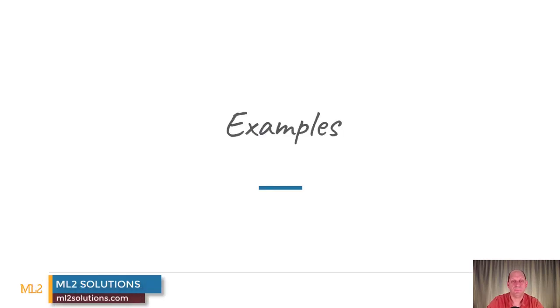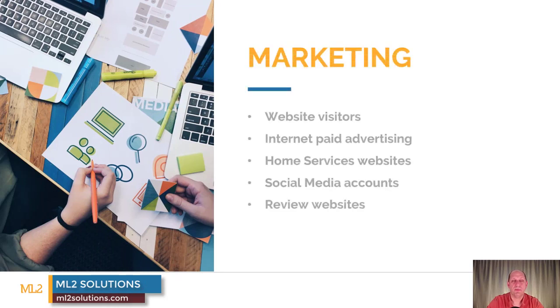So let's look at some examples. First example of places where you can look for conversion rates are in marketing. And there are a number of different things here. One could be the website visitors that you're receiving. Two could be if you're using paid advertising on the internet. If you're in the home services industry, there are different websites where people could find your business to then move through into a lead and sales process. People may find you through your social media account, and just generic review websites may actually bring in different forms of marketing that then could be looked at to use conversion rate optimization to improve.